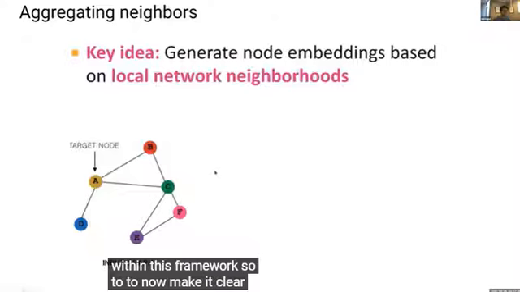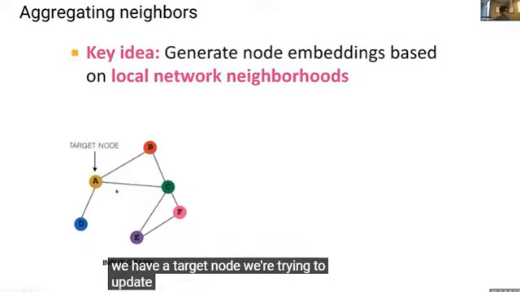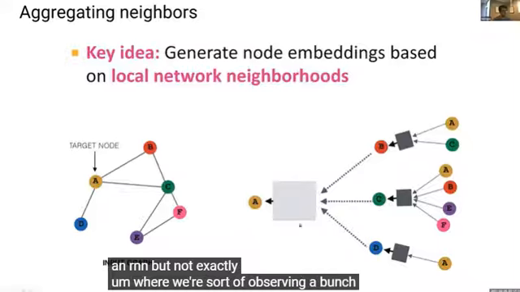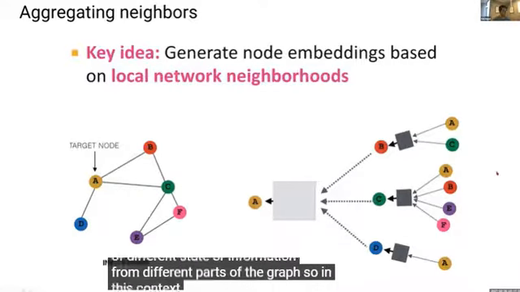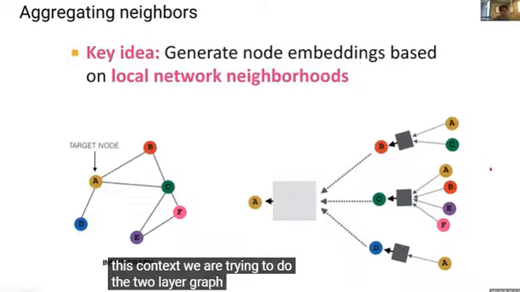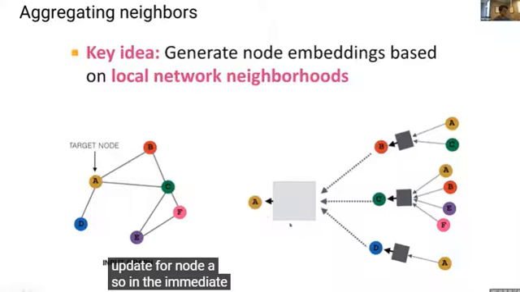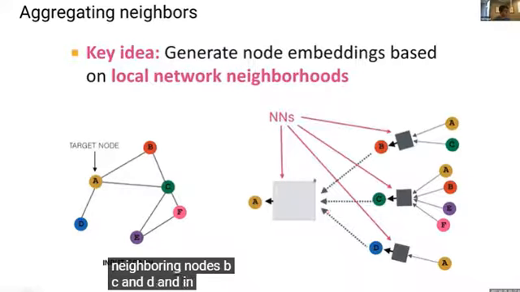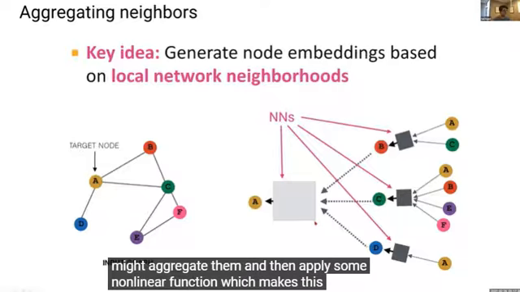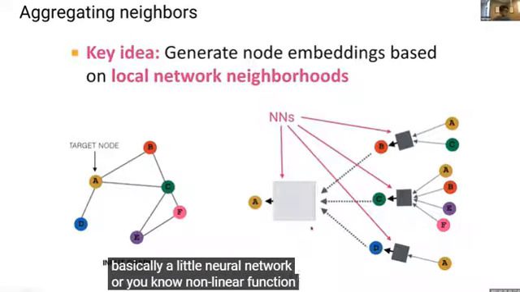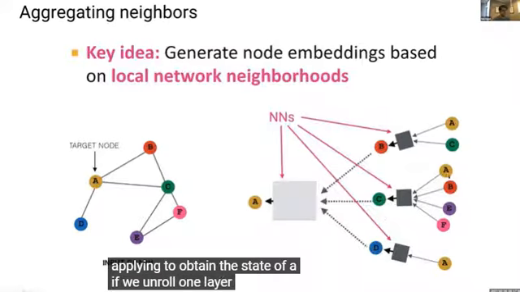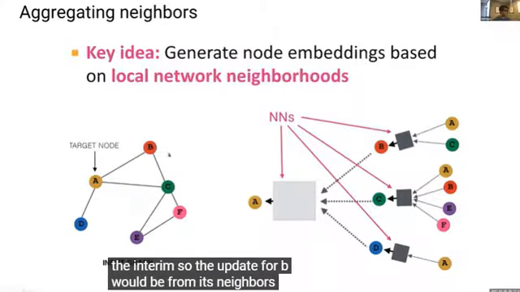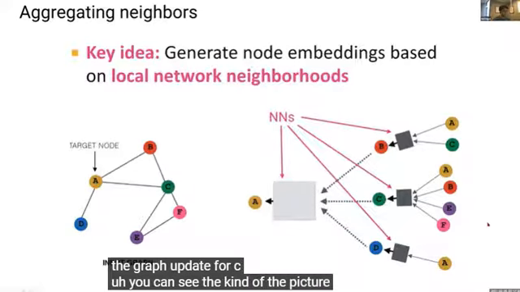To make it clear what exactly we're doing, we have a target node we're trying to update. We can unroll this almost like an RNN, but not exactly, where we're observing a bunch of different state or information from different parts of the graph. In this context, we are trying to do the 2-layer graph neural network update for node A. In the immediate layer prior to this representation we're trying to compute, we have information coming from neighboring nodes B, C, and D. In this case, we might aggregate them and then apply some nonlinear function, which makes this a little neural network or nonlinear function we're applying to obtain the state of A. If we unroll one layer above that, we have all these updates we're doing for each of those nodes in the interim. So the update for B would be from its neighbors A and C in the graph. The update for C, you can see the picture here.